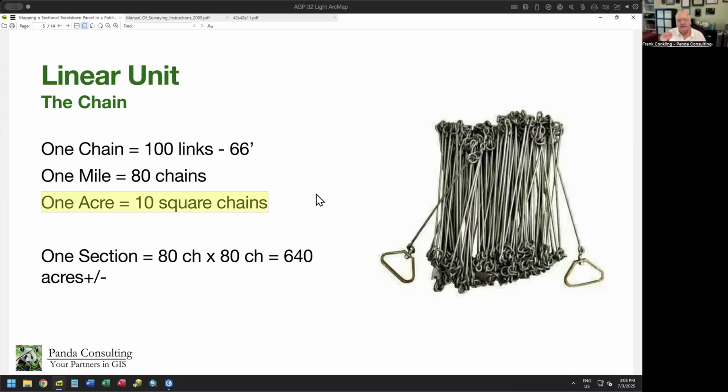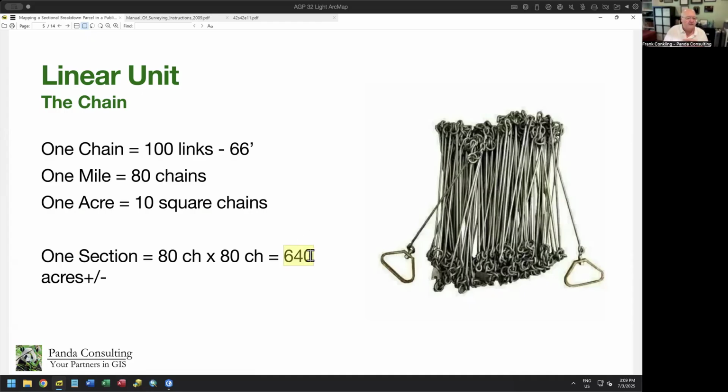And the question is why, when they started this, why did they use chains instead of feet? Because feet was also available, but chains was the most common way of doing this. And a lot of it has to do with how these early farmers calculate how much acreage and how much land they have. Well, chains make it very, very easy because an acre is defined as square chains. So a section of land, 80 chains by 80 chains, is equal to 640.